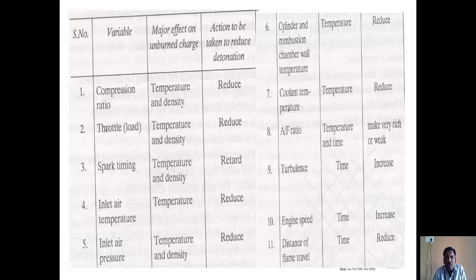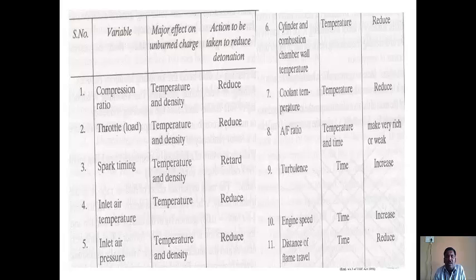How can we control the detonation process? The compression ratio, throttle, spark timing, inlet air temperature, inlet pressure, cylinder combustion temperature, wall temperature, the cylinder and combustion chamber wall temperature, coolant temperature, air-fuel ratio, turbulence, engine speed, and distance of flame travel. These have a major effect on the unburned charge, whether it's affecting temperature or density. Now the actions to be taken to reduce the detonation. Look at this one.